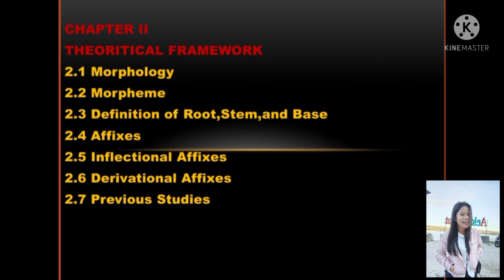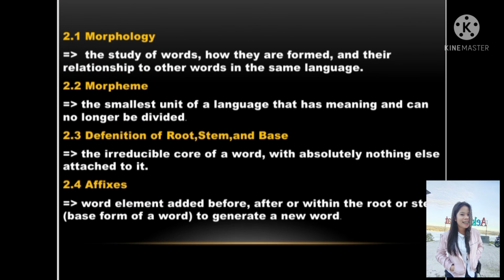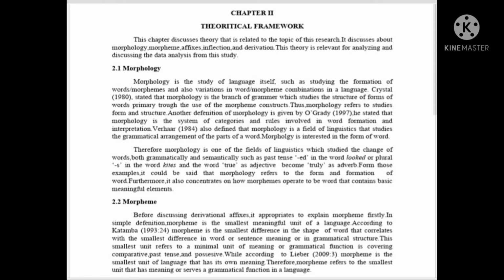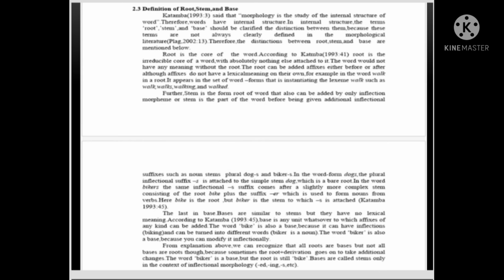In Chapter 2, the preparation of the thesis is a theoretical framework. Theoretical framework is a collection of expert opinions or theses that support scientific research. Based on the title of my thesis, here is the framework that I will discuss: morphology, morpheme, definition of root, stem, and base, affixes, inflectional affixes, derivational affixes, and previous studies. For more details, here is an example of my thesis based on the preparation steps.